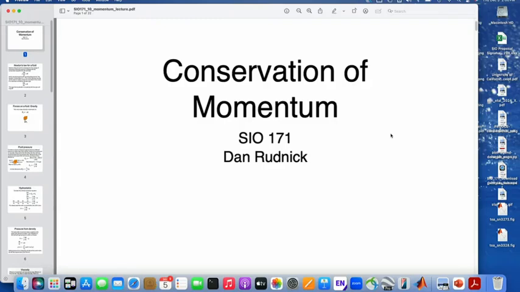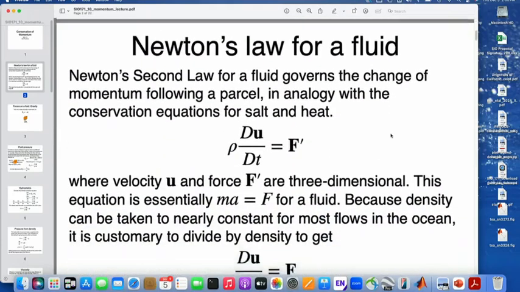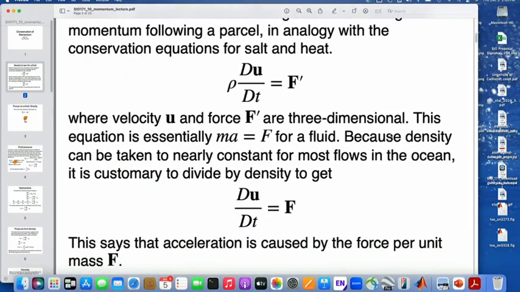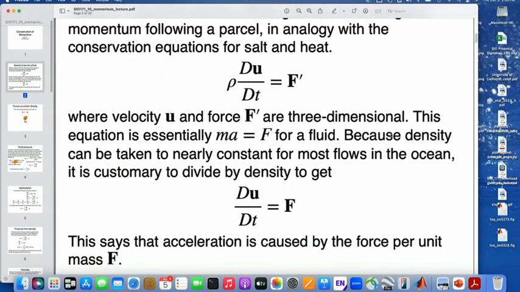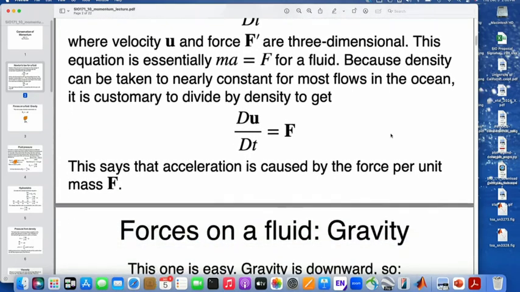We started the second half of the quarter, and we talked about Newton's law for a fluid. We tend to divide through by density, so we're looking at acceleration following a parcel, which equals the forces that are on that parcel. And in that sense, it is pretty straightforward.